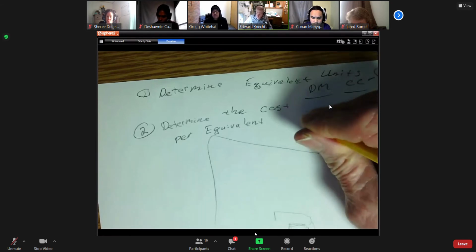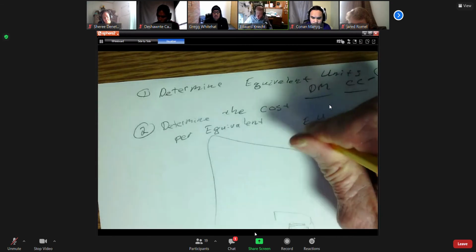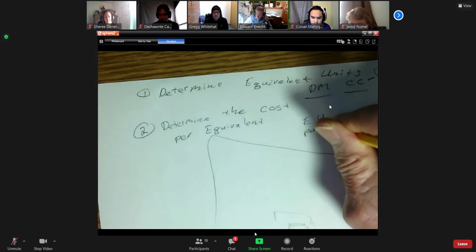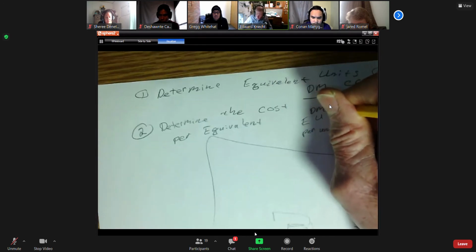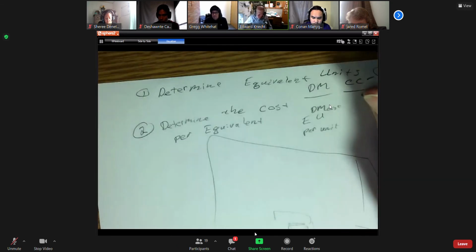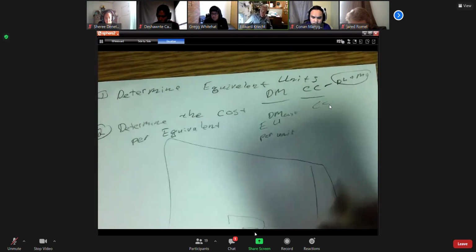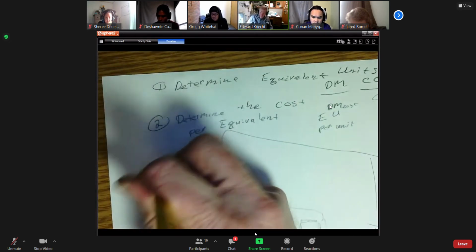So this would be direct material costs per equivalent unit. This would be conversion costs per equivalent unit. You got that? That's halfway through the production report.